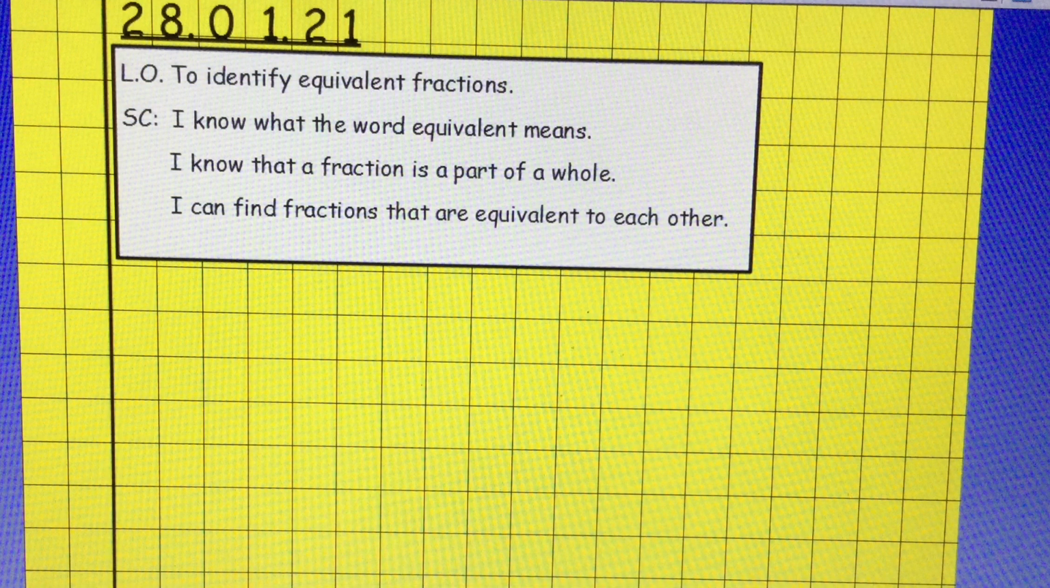Our learning objective today is to identify equivalent fractions. To be successful, we need to know what the word equivalent means. We need to know that a fraction is a part of a whole, and we need to be able to find fractions that are equivalent to each other.